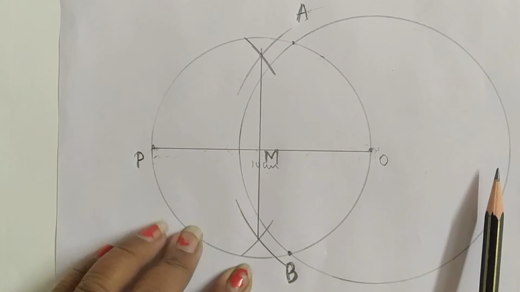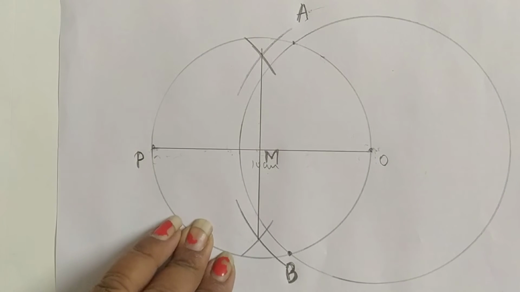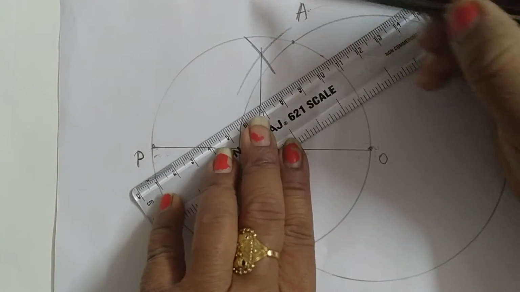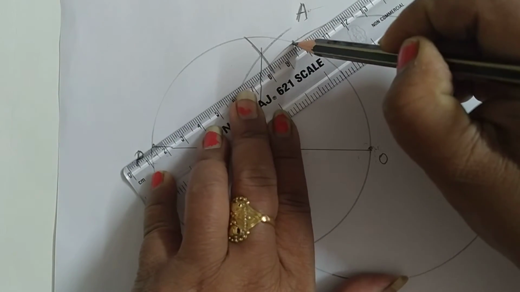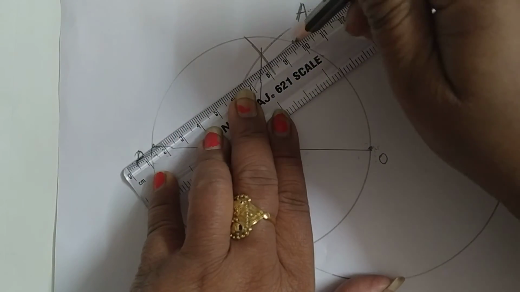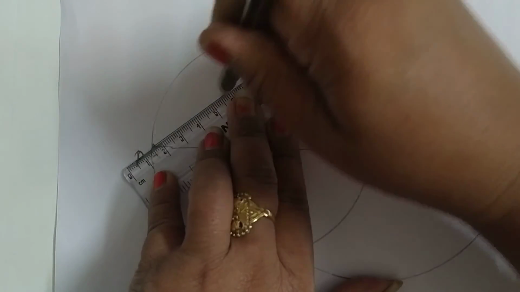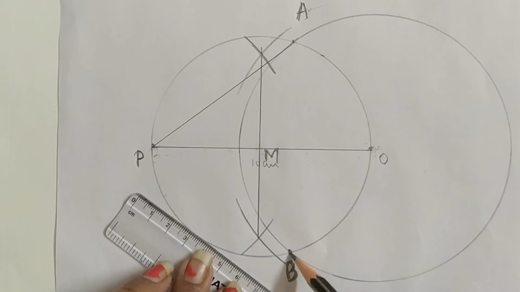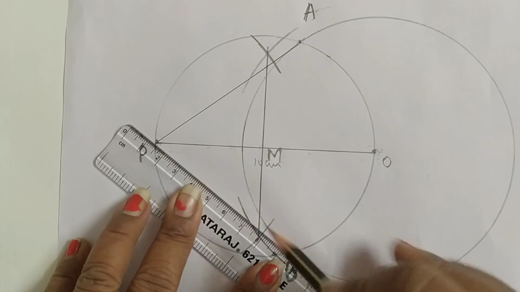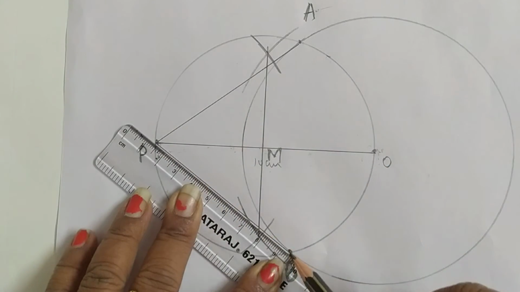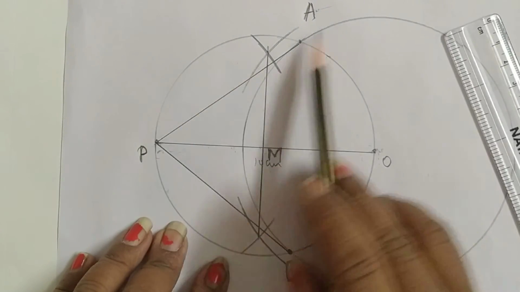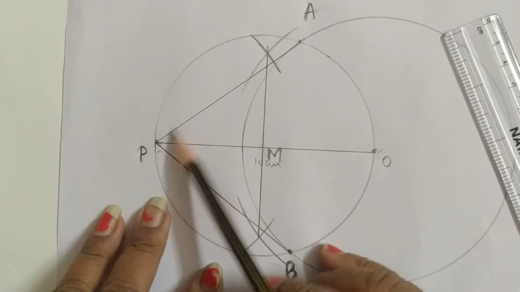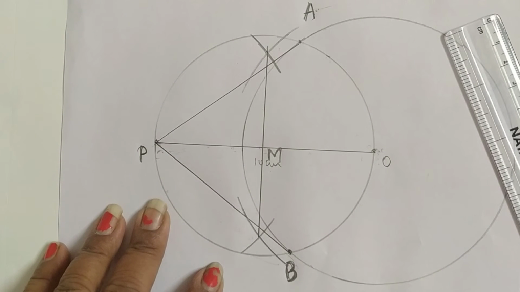Now what is the next step? The next step is that we have to join this intersecting point with P. You can see here this A and this P, like this. And this point B with this point P. Now this PA and PB are the required tangents.